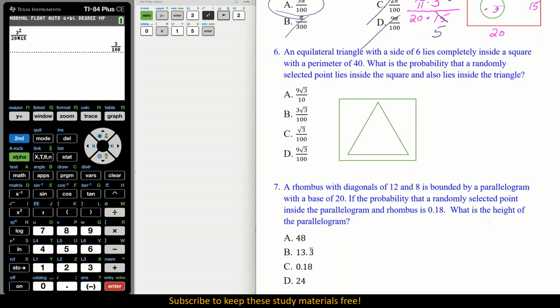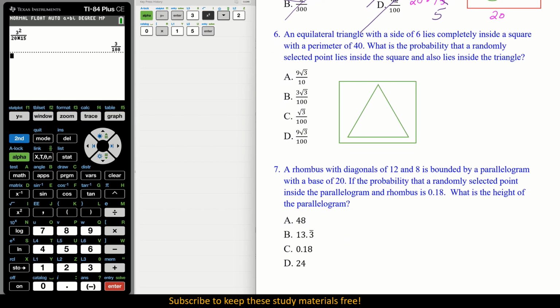Okay, let's go down. Number 6 says an equilateral triangle with a side of 6 lies completely inside a square with a perimeter of 40. What is the probability that a randomly selected point lies inside the square and also inside the triangle?